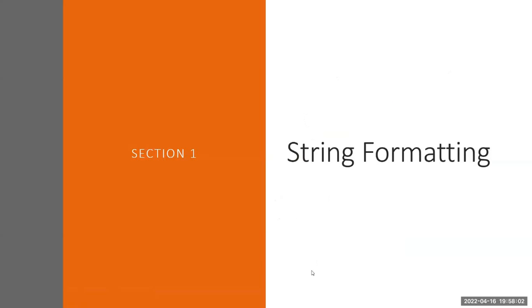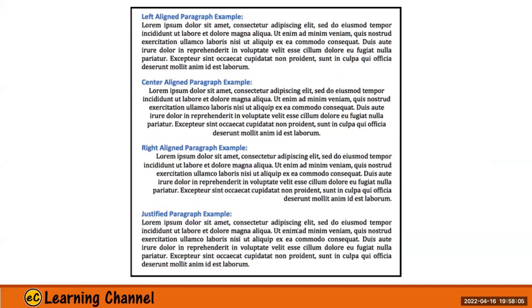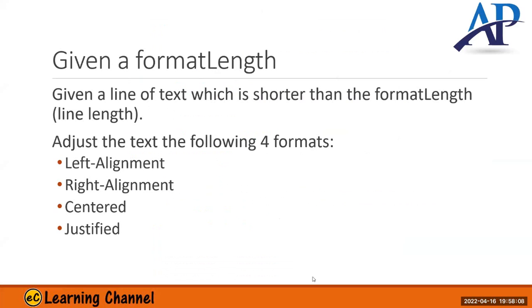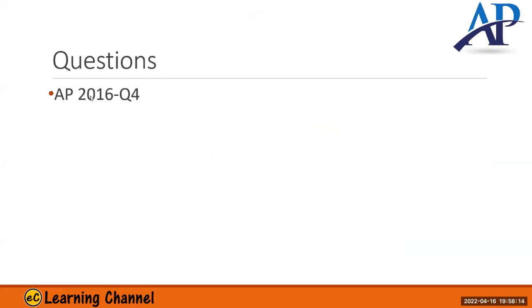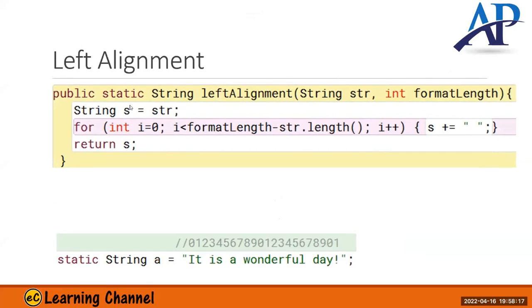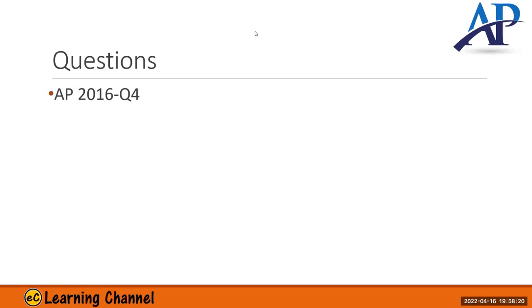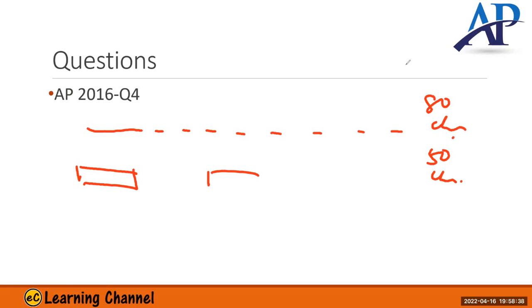Next one we have string formation. This one shows up in one of the problems in the FRQ. If you do the College Board FRQ, you should see this one. Here is 2016 question 4. It does have this question. Usually you use a typewriter or a text editor, and you write something. Say the whole line may be 80 characters, but you only have 50 characters, so there are certain spaces you need to specify in the middle.